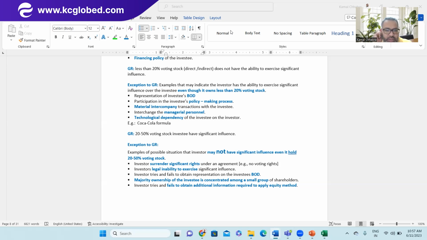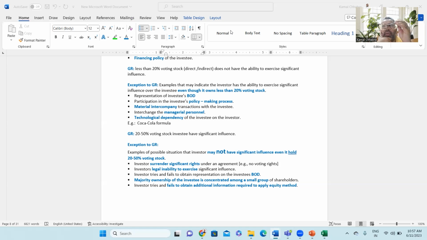Third one is the investor tries and fails to obtain representation on the investee's board of directors. That means the investor tries to become a member of the board of directors, but other shareholders have refused, and that person cannot become a director. If you do not have any representation on the board, that means you are not part of the influence.